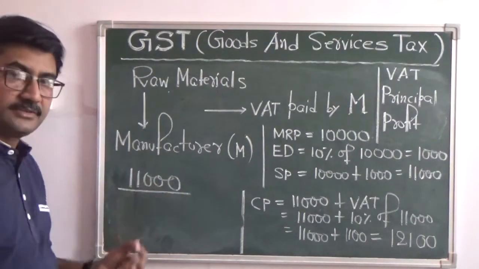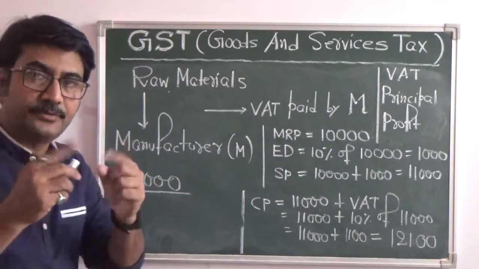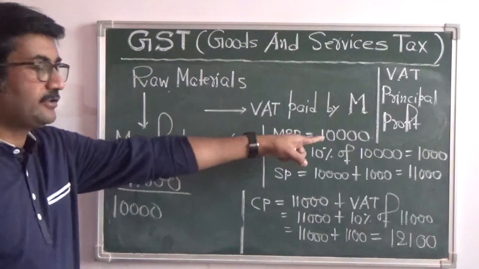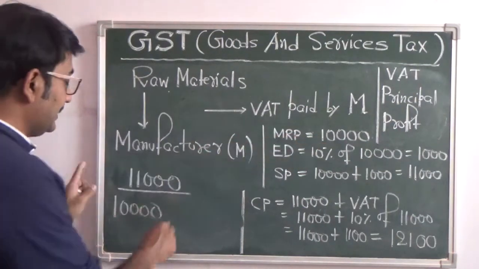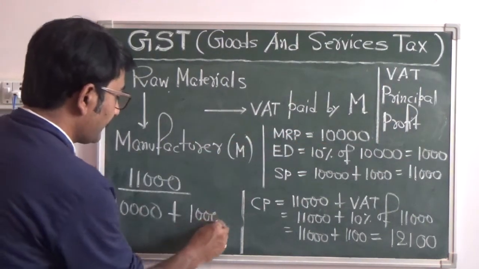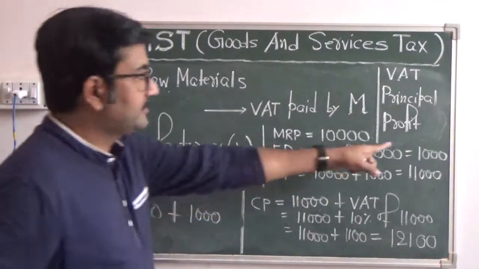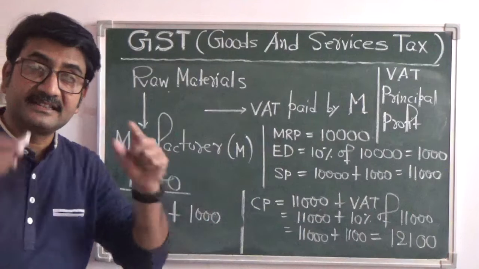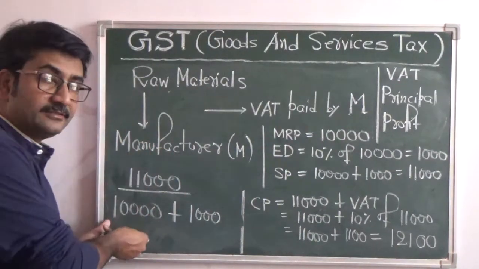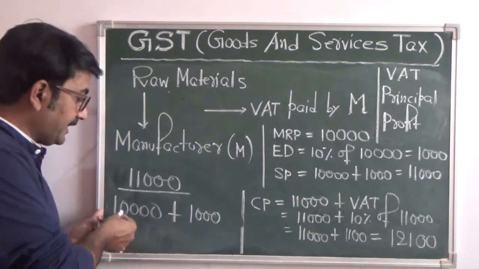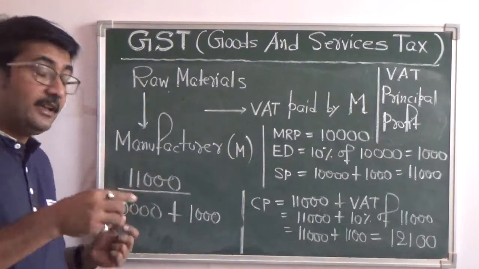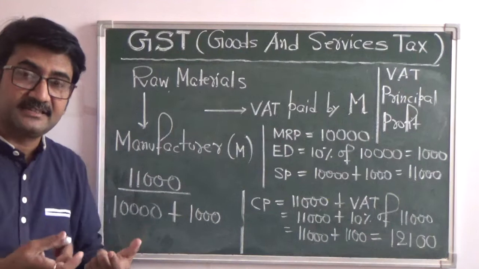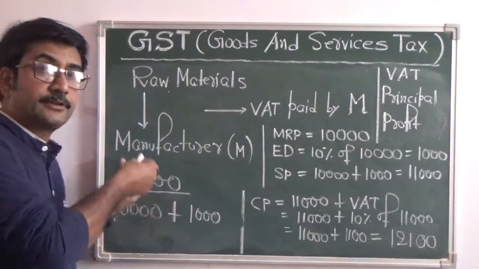But this 11,000 consists of what? 10,000, the marked price of the article for the manufacturer, and plus 1,000, which is what? The excise duty, which has already been paid to the government. Now, the same amount is again added here. So when you calculate VAT on 11,000, you are calculating tax on tax itself. So what is this? This is what is called the cascading effect of tax.